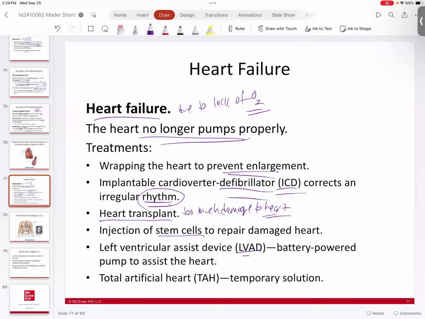An LVAD is basically a battery-powered pump that's a replacement for your left ventricle. This is if you have a lot of left ventricle damage, but the right side of your heart seems to be okay. So you can put an LVAD in there, which will take over the pumping responsibilities of your ventricle, because your left ventricle is just damaged beyond repair. And so you can replace it with an LVAD, or you can go basically for a total heart. This is where both sides, right and left, are too damaged to be able to do their job.